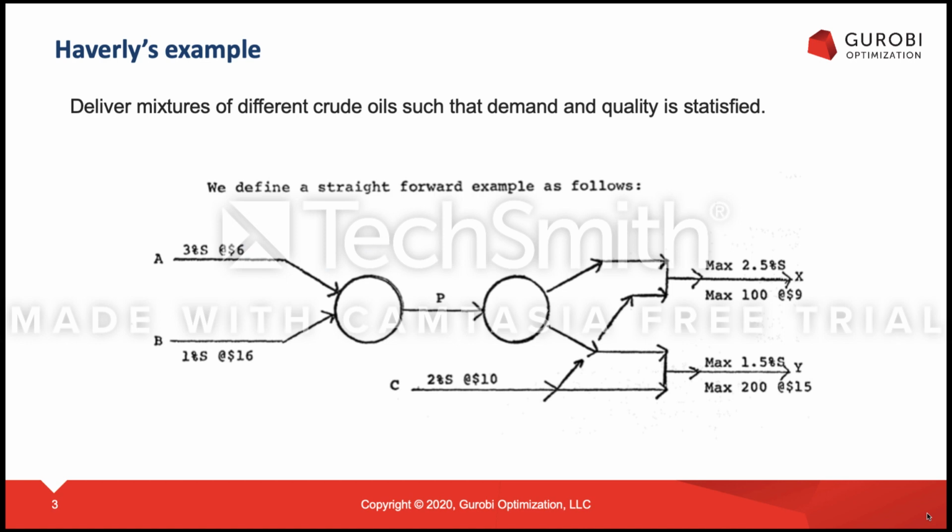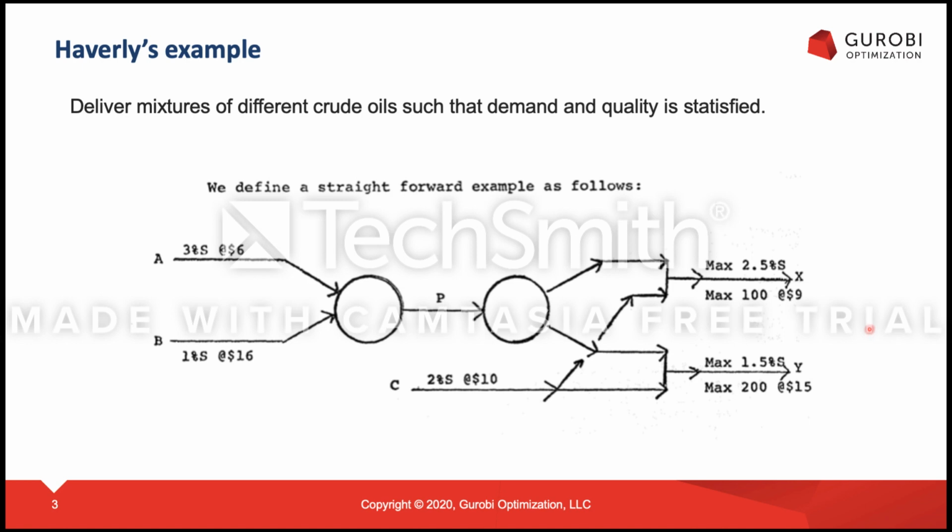This problem showed up first in a paper from the late 70s by Haverly, and the setting you have to have in mind is that you are running an oil company and you have certain oils A, B and C as input that you want to, in the end, ship to two customers X and Y.